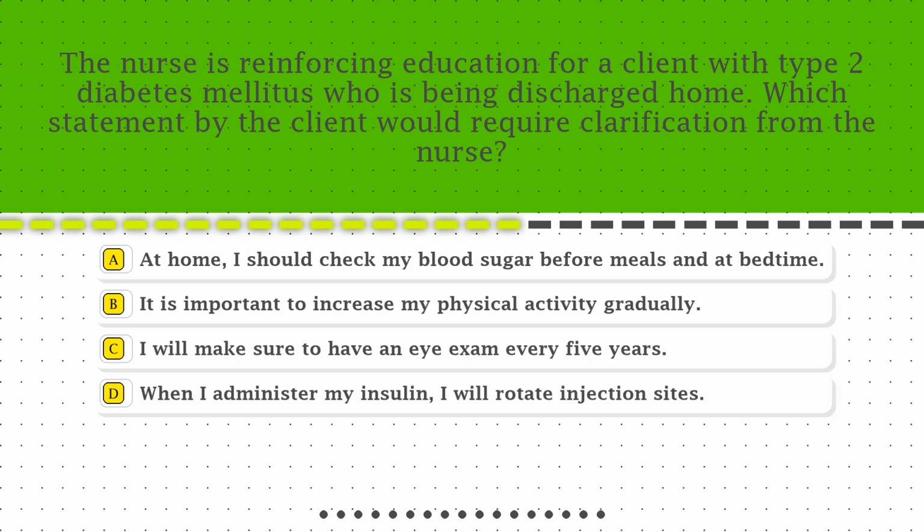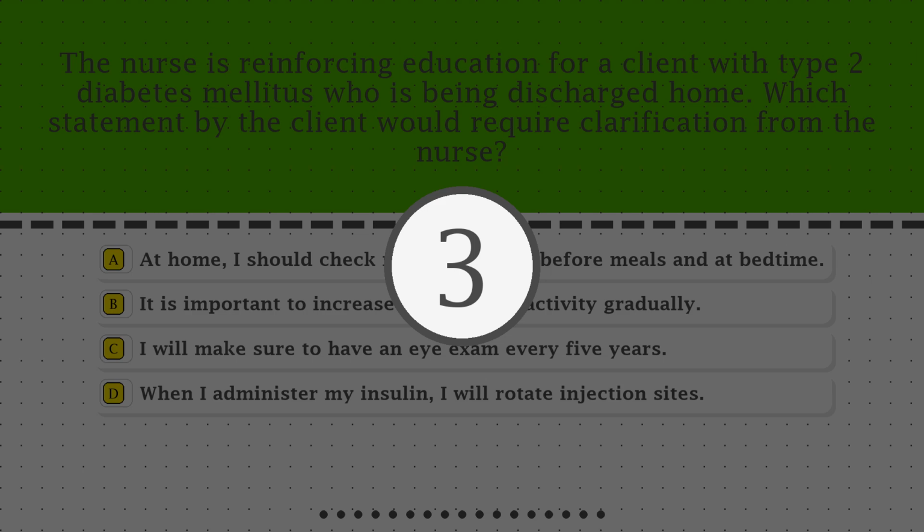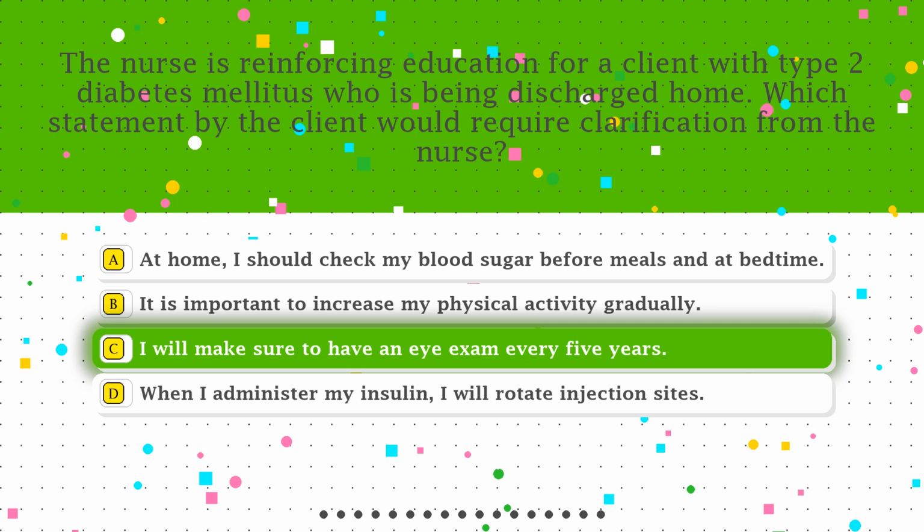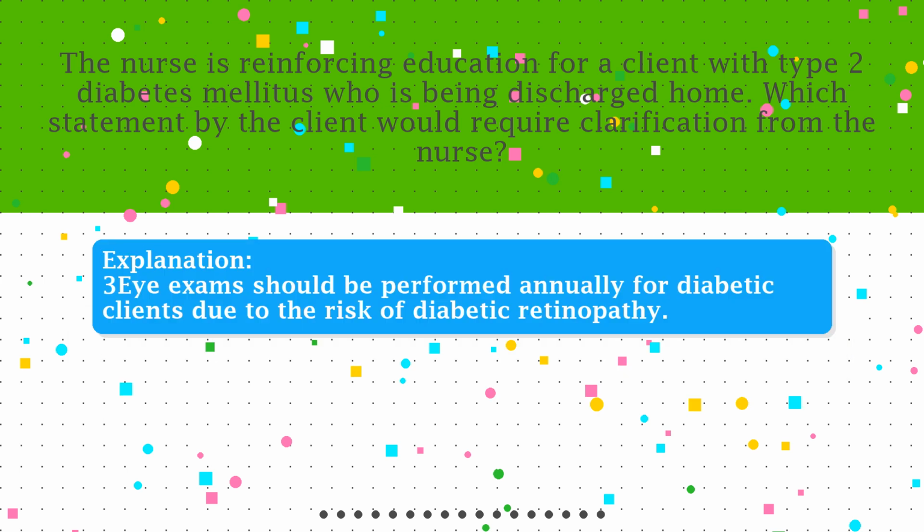Option A. At home, I should check my blood sugar before meals and at bedtime. Option B. It is important to increase my physical activity gradually. Option C. I will make sure to have an eye exam every 5 years. Option D. When I administer my insulin, I will rotate injection sites. The correct answer is option C. I will make sure to have an eye exam every 5 years. Eye exams should be performed annually for diabetic clients due to the risk of diabetic retinopathy.